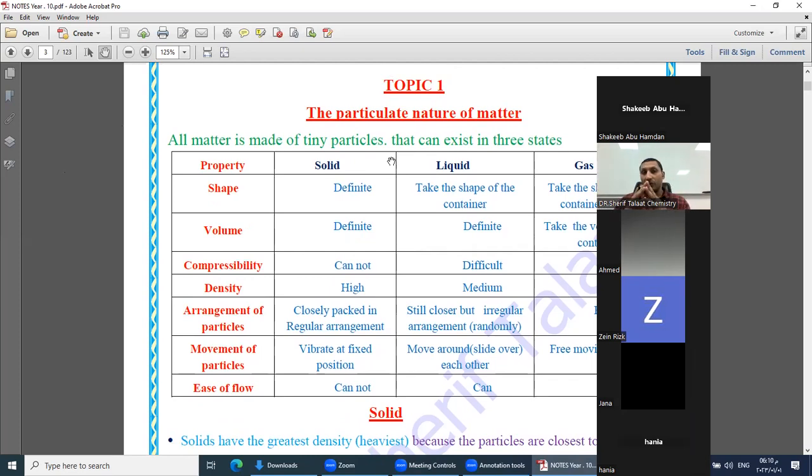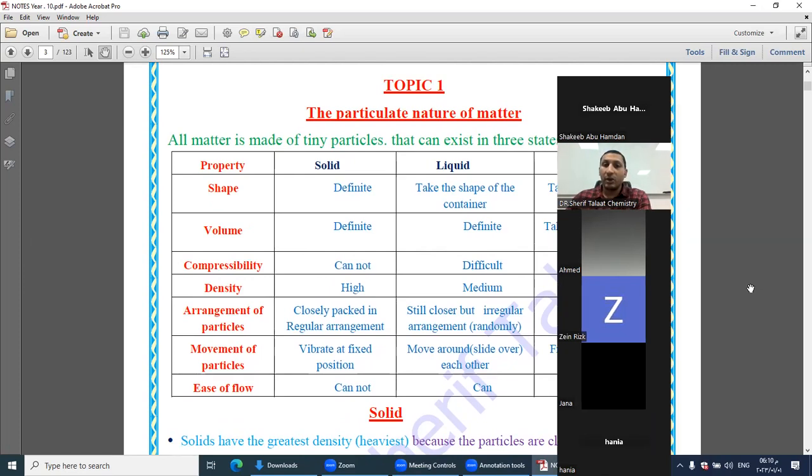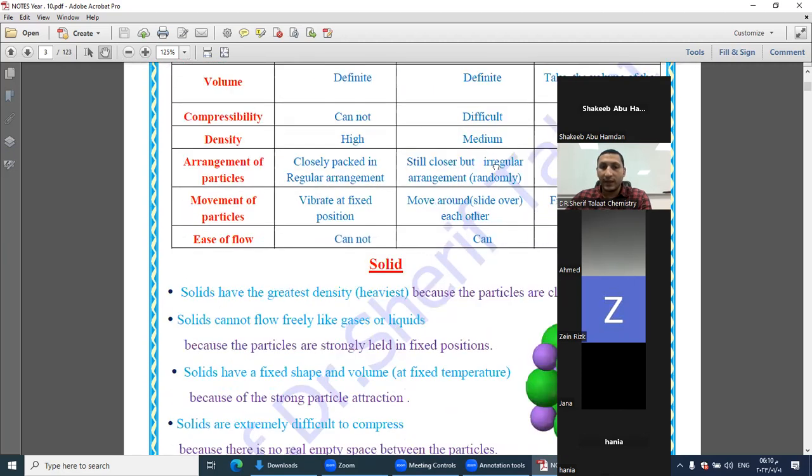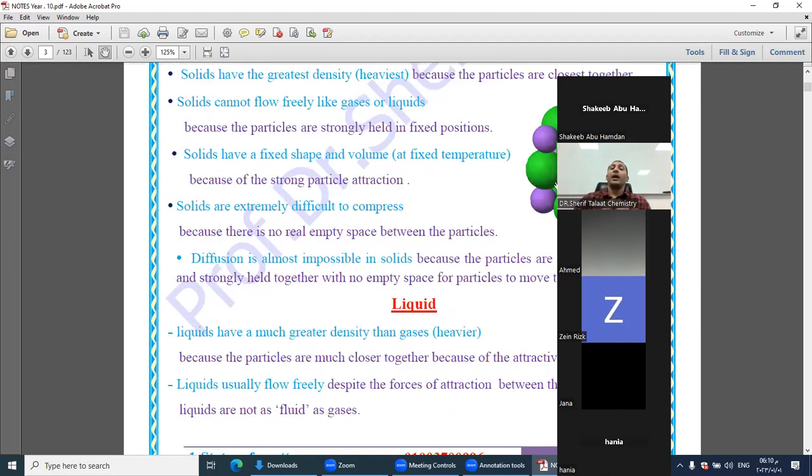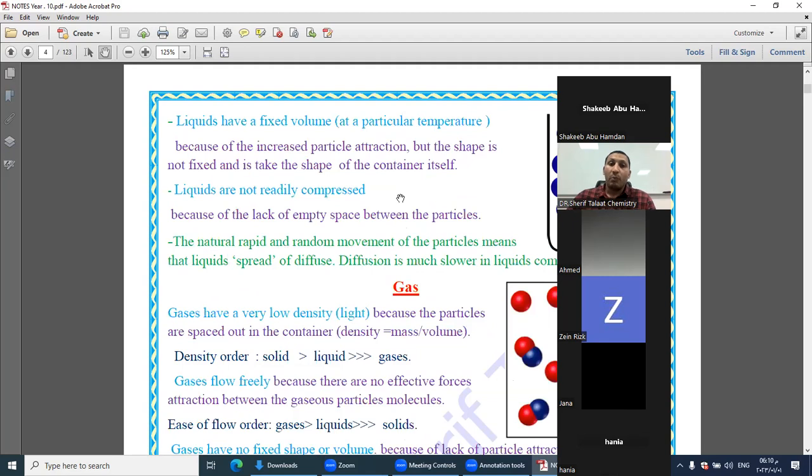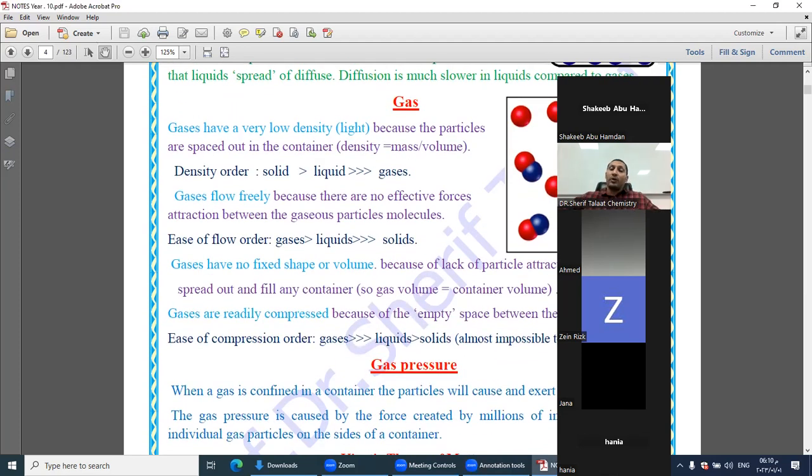Gas is the opposite. So for solid, particles are closely packed in a regular arrangement, and they have a fixed shape and fixed volume, vibrating around a fixed position. In a liquid, particles are still close, but in an irregular arrangement, and layers slide over each other. Liquids have a fixed volume and a changed shape. For gas, particles are far apart, move randomly in all directions, and have an indefinite shape and indefinite volume.